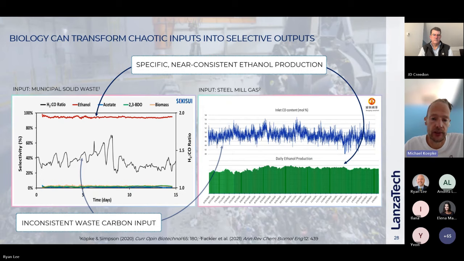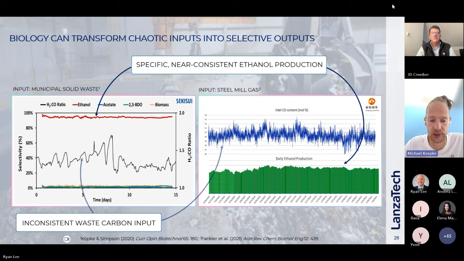Now if we go to the next slide, just why biology. I think I've already mentioned the ability to use different gas compositions. I think that's really important if you work with feedstocks that are very chaotic. On the right here, you can see a plot from a steel plant, and the left side from municipal solid waste. You can see it's very inconsistent, even for a steel plant. I think it changes quite a lot.